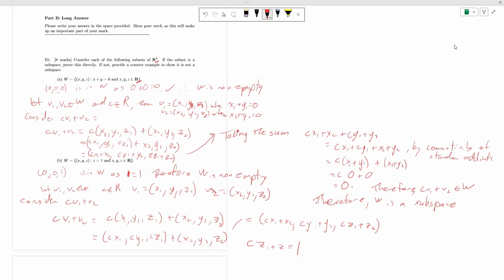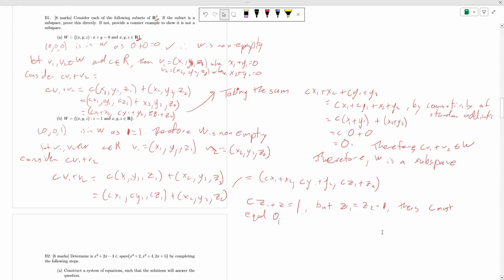But Z1 equals Z2 equals 1. Thus, C must equal 0. Well, C must equal 0. But what if C doesn't equal 0?